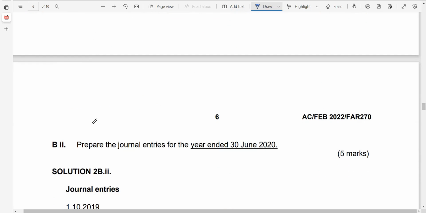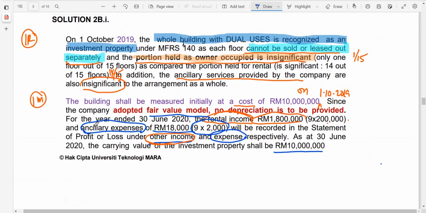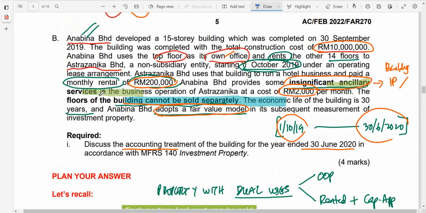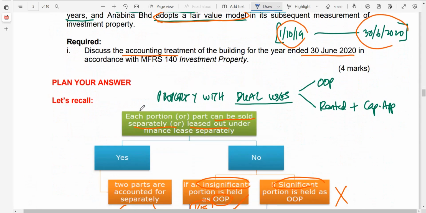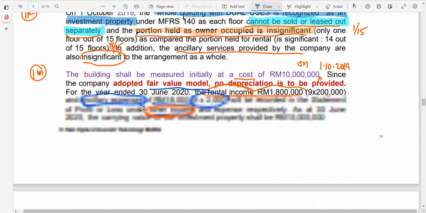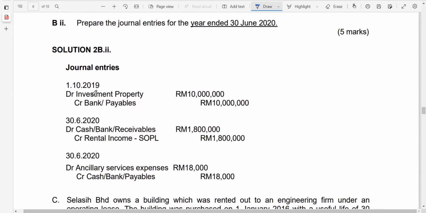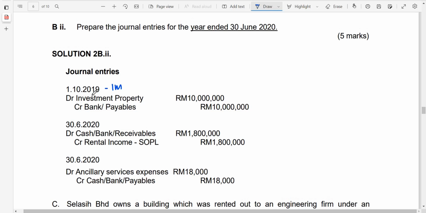Now you are asked to prepare the journal entries for the transactions happening in this question 2B, the one here. There are only 3 things that you need to record. Number 1 is to record the initial cost. This one is the initial measurement, which is the initial cost. So you will debit investment property, and you will credit bank, or maybe payables if that is on credit, 10 million. And this is subsequent measurement.